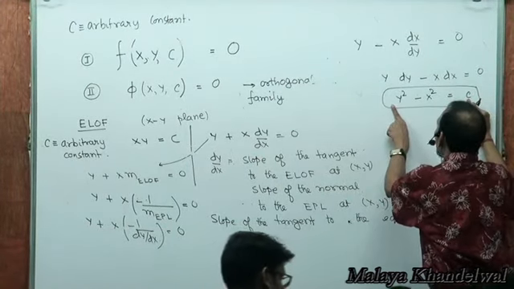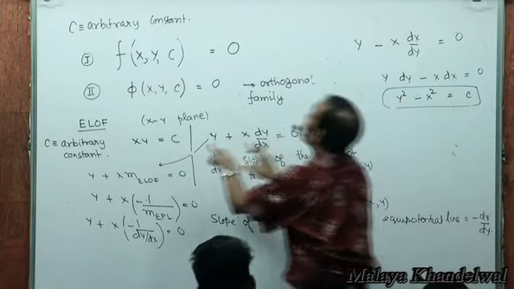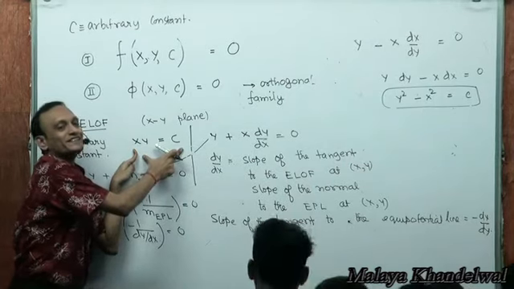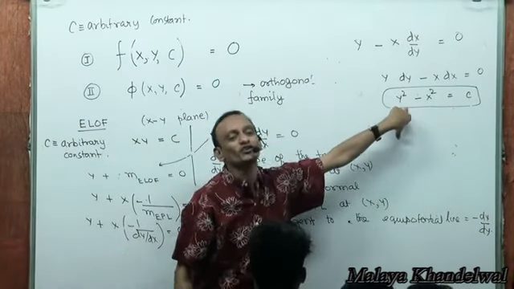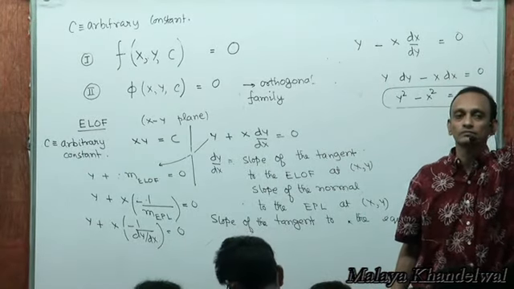So if I assign different values to c, I get different members of the curve, and every member of this curve will be orthogonal to every member of this curve. So this is a family of orthogonal curves. Yes or no?